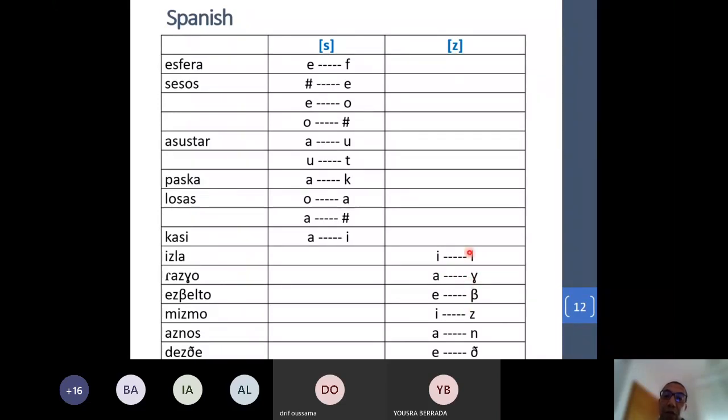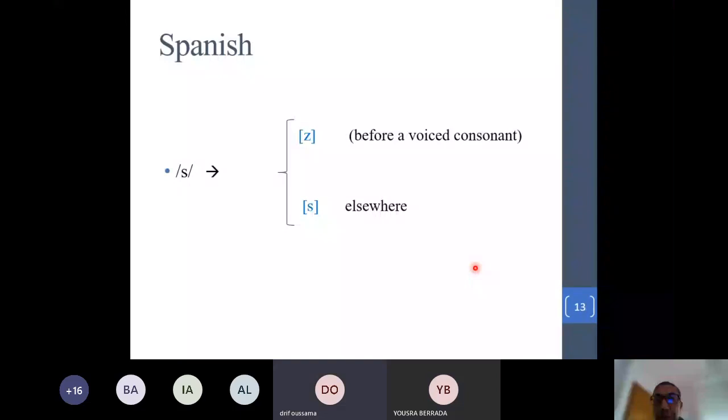If it occurs before voiced consonants, then the distribution is not complementary. Complementary in the sense that when S occurs in a phonetic environment, that phonetic environment is different from this phonetic environment. That is the meaning of complementary.